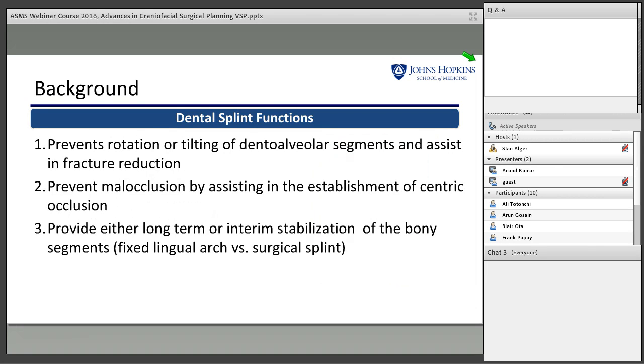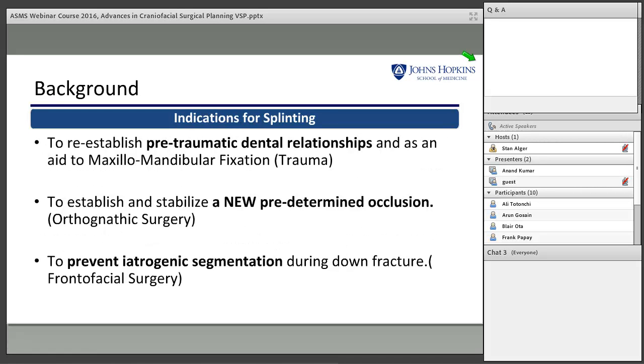So let's look at dental splint functions. Well, clearly they prevent rotation or tilting of the dentoalveolar segments and assist in fracture reduction. We want to prevent malocclusion by the establishment of centric occlusion. And most importantly, we want to provide long-term stability after our facial osteotomy movement and positioning. And so we want to reestablish pre-traumatic dental relationships or establish a new predetermined occlusion, which is orthognathic surgery, and also prevent iatrogenic segmentation during fracture, for instance, during monoblock down fracture prior to facial bipartition.